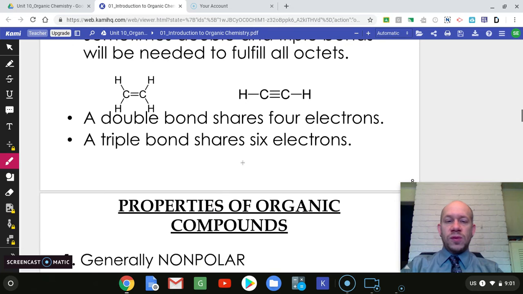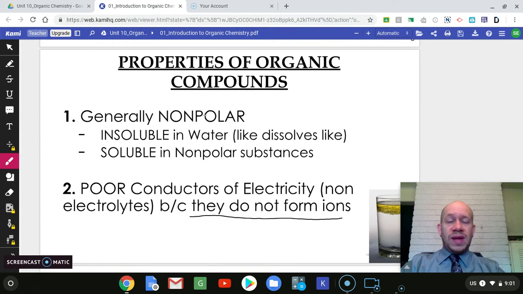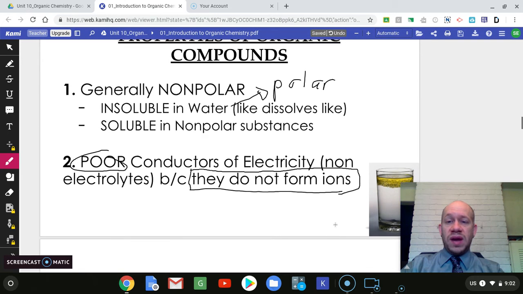Properties of organic compounds include: 1, they are generally nonpolar. That means they're insoluble in water because water is polar, but they will be soluble in other nonpolar substances. Water is polar, so they are not alike. 2, they are poor conductors of electricity, so we call them non-electrolytes because they do not form ions. So keep that in mind. That is the reason why they do not conduct electricity.